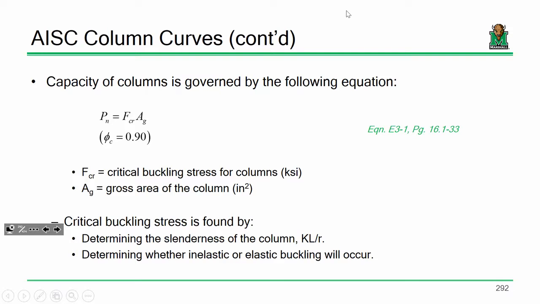I know the equation's on 16.1-33, but I'm actually on 16.1-31. The first thing that you'll notice is that the phi value for members in compression is always 0.9, and that's for everywhere in the chapter. Now, one very important guide that I ought to mention is on page 16.1-32. It has a bunch of different cross-sections.